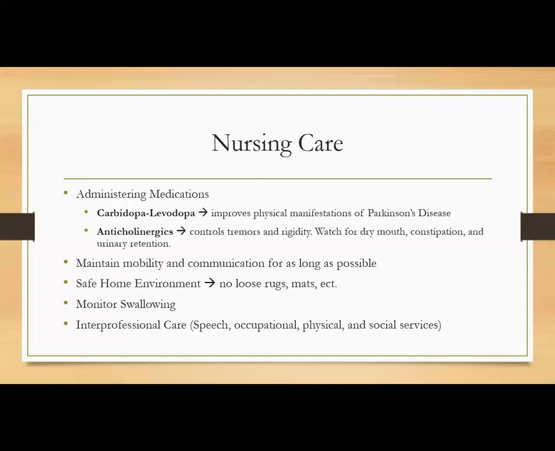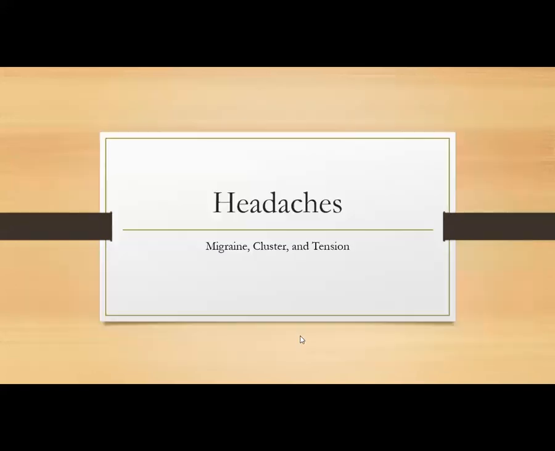The other one is our anticholinergics. These control our tremors and rigidity. You want to watch for things like dry mouth, constipation, and urinary retention. Those are two of the main ones we use. Like I was saying with the levodopa, it can cross the blood-brain barrier and converts to dopamine, which is that substance that's deficient in Parkinson's disease. That's the helpful thing, it's actually getting up to the brain as opposed to giving them pure dopamine.